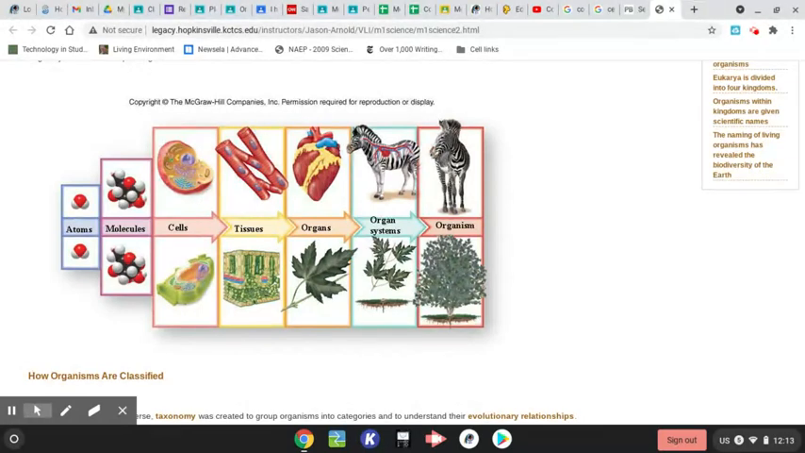So let's now work upward from the cell. What's the next level of organization of a living thing after cells? What do we call that level? Anyone find it? Okay, so we call it tissues.